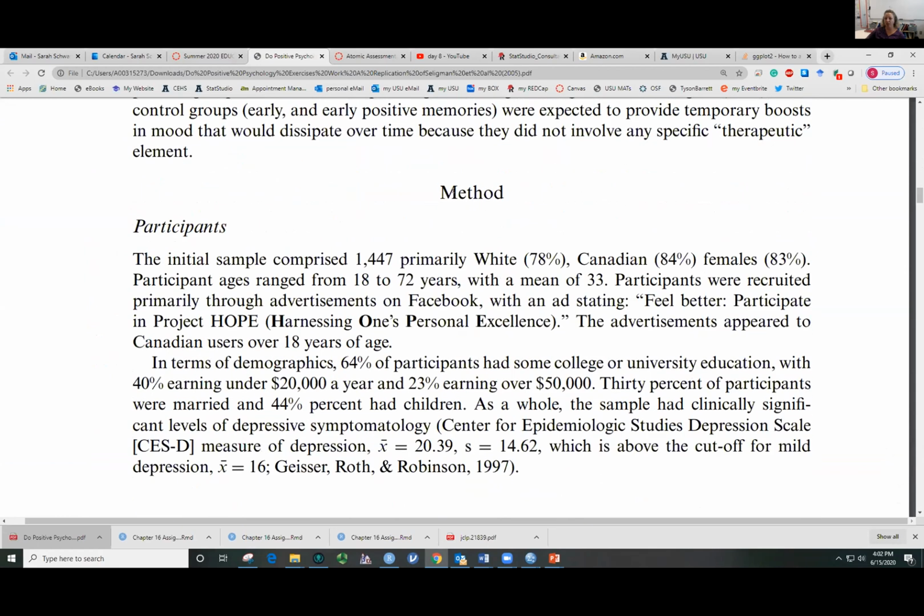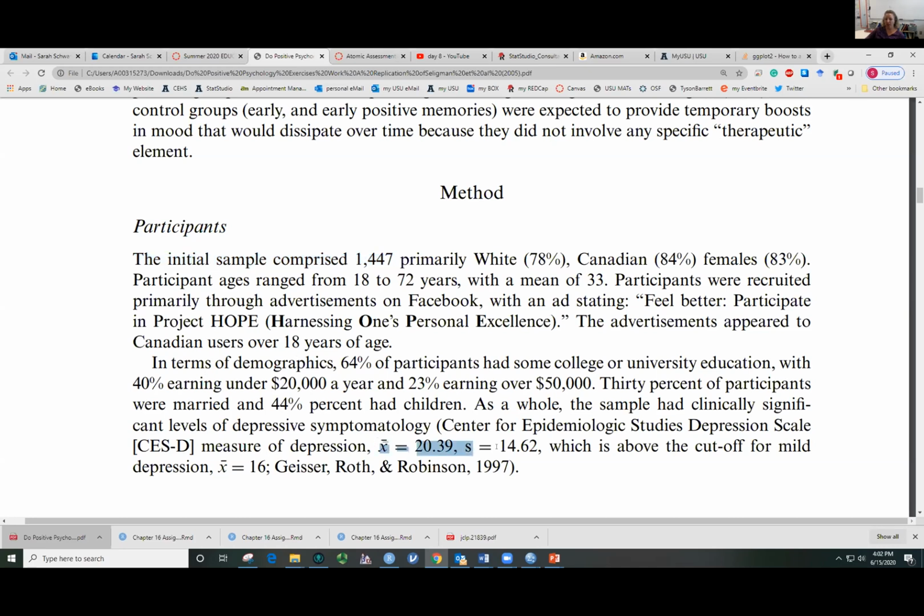And so in the methods section, notice the subsections. First, we have the participants. So their initial sample, they had almost 1,500 participants, ages 18 to 72. They got them online, and they give some demographics.